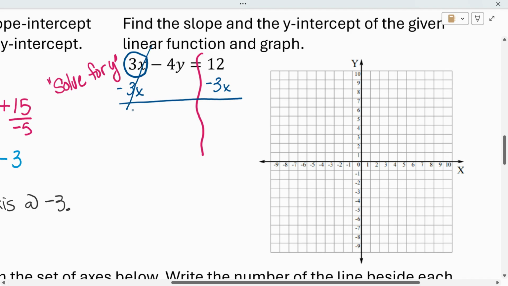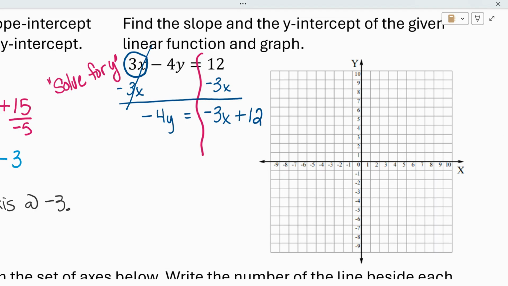So when I do that, I have negative 4y equals negative 3x plus 12. Remember that I cannot combine the 12 and the negative 3x because the 12 is a constant. The negative 3x is a variable term. They are not the same.